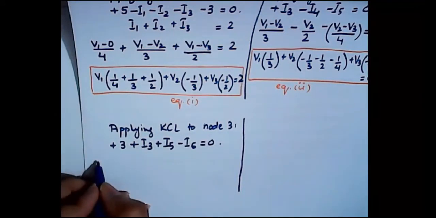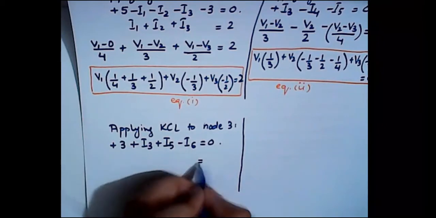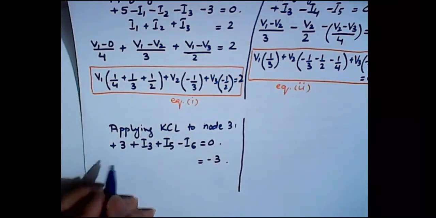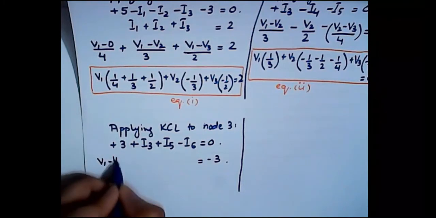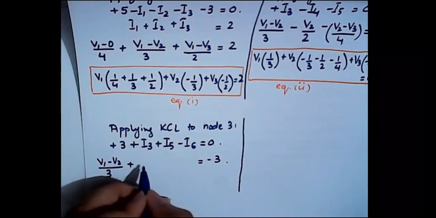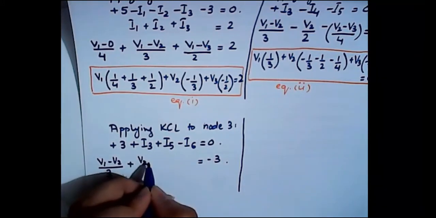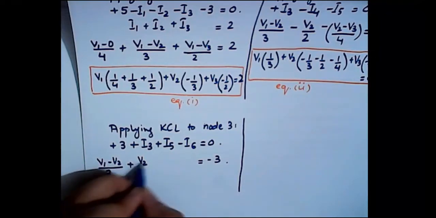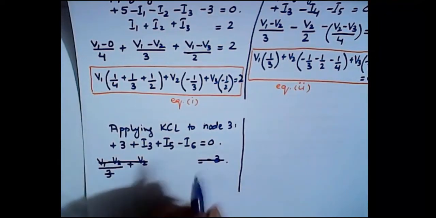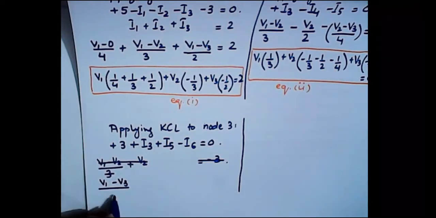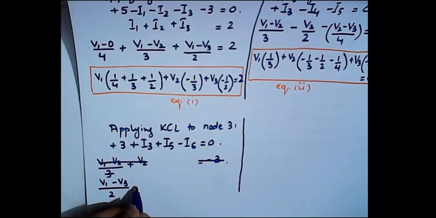We already know the value of I3. I3 is how much? V1 minus V3 upon 2. I5 is how much?